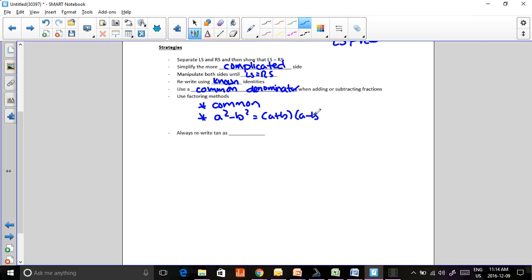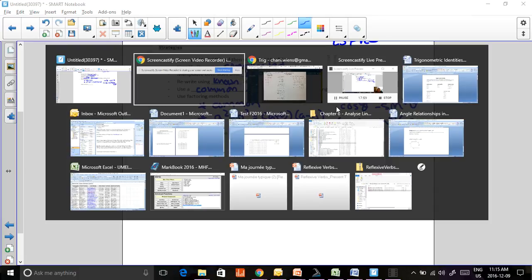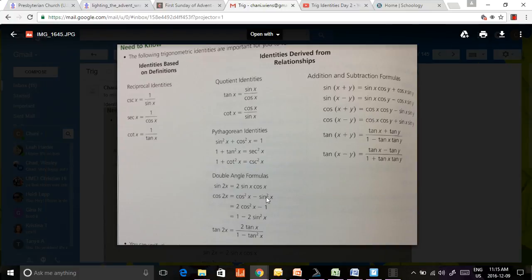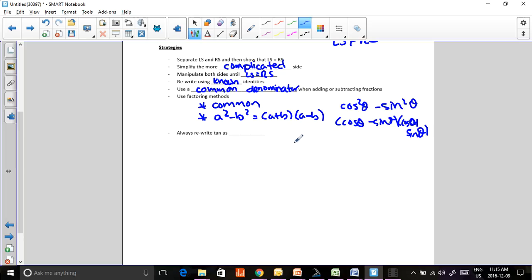Okay, so for example, if you have cos squared theta minus sine squared theta, it might help to turn it into cos theta minus sine theta, cos theta plus sine theta. Or that might not help you at all. You might want to use that and change it into cos 2 theta. Okay, it just depends what you're trying to get the other side to look like.